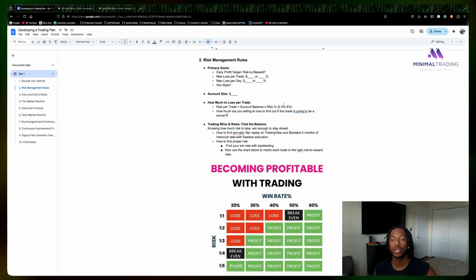Here's a good tip. Your risk should be so low that each individual trade doesn't bother you if you win or lose. If you're excited about a win, or if you're hurt about a loss, you risk too much, so lower it. So I would say 2.5% to 5% or lower times your account balance. That'll be your max loss per trade. Your max loss per day should be times 2, because you should not trade more than 2 times a day. And then your win rate will be determined by backtesting on TradingView.